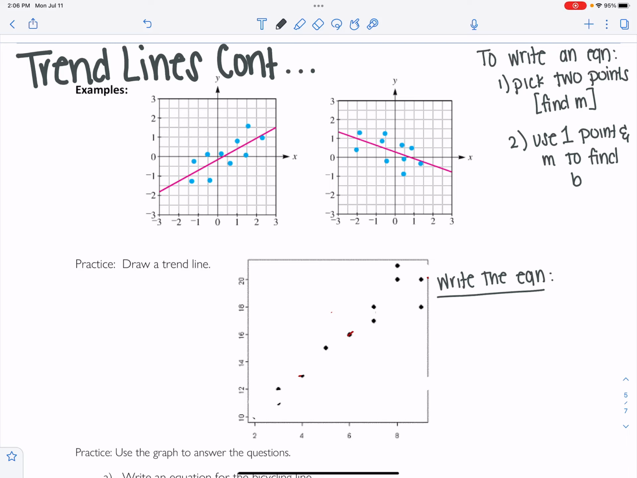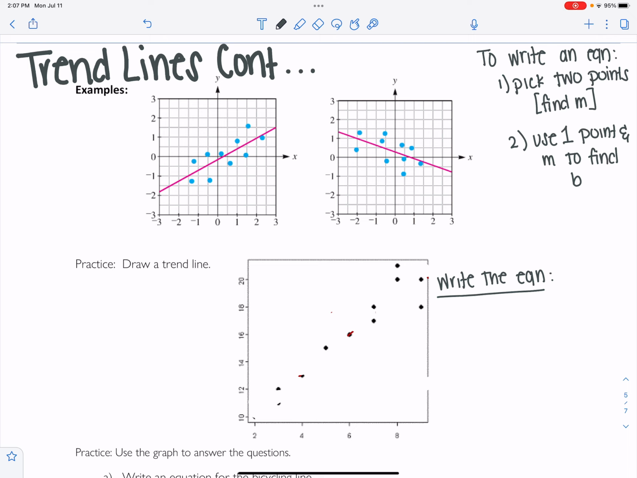So in this video, we are continuing to look at scatter plots, but more specifically, we are going to look at the trend lines associated with the scatter plots. Now, the scatter plots could be thousands of data points or millions of data points. The trend line is going to summarize all of those data points down into a line, a linear equation, y equals mx plus b.